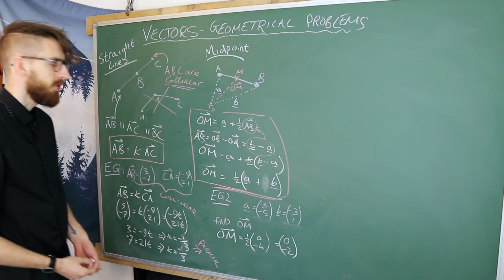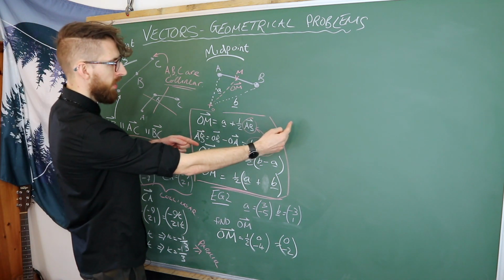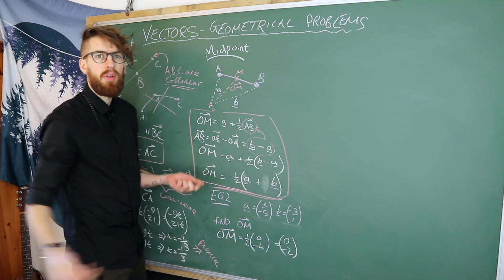If you weren't sure, you could draw that as a little diagram, like if you were (3, -5) and (-3, 1). Yeah, it seems reasonable, doesn't it?